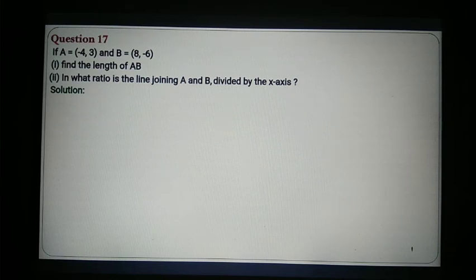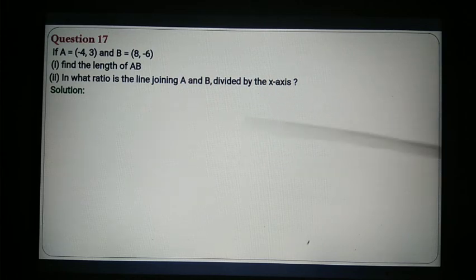A is given, B is given. So you need to find the length AB. Again, this is a part of your class 9. So you have to make use of the distance formula here. And the next part is again the one which we have already seen in the earlier video. So you will try the next part by yourself.